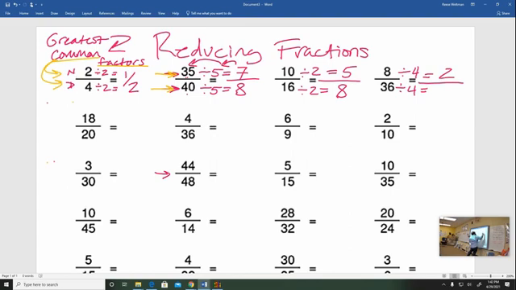8 divided by 4 is 2. 36 divided by 4 is 9. 2/9. And there's nothing else we can do there. That is the smallest fraction we could get from that. That is our reduced fraction.